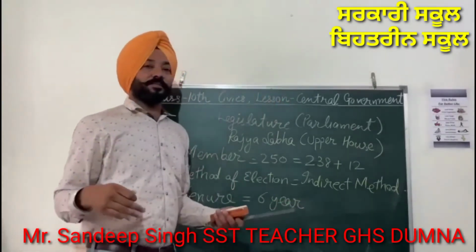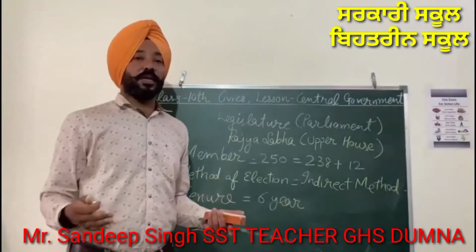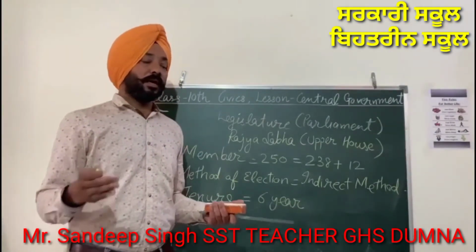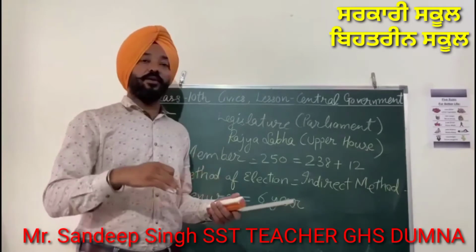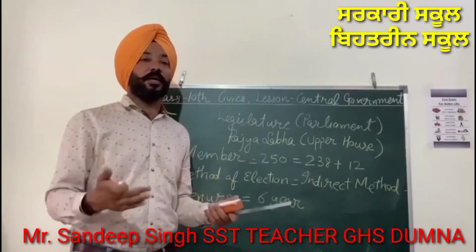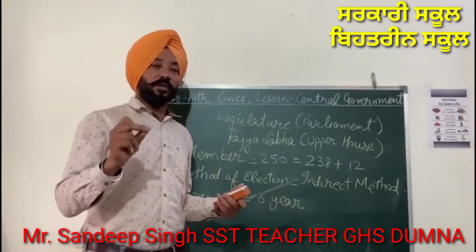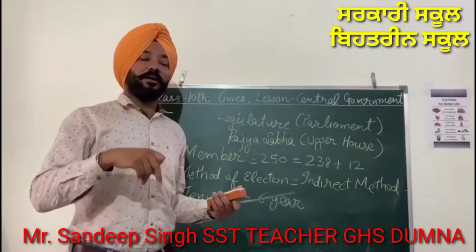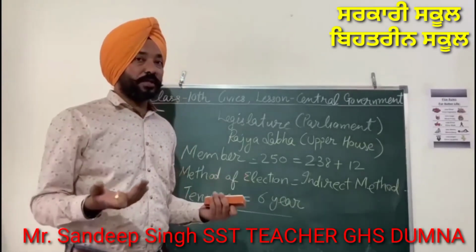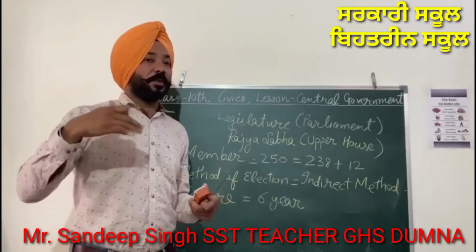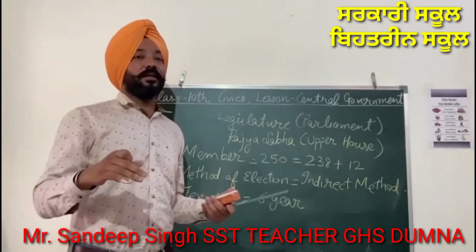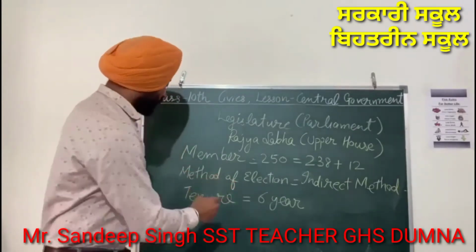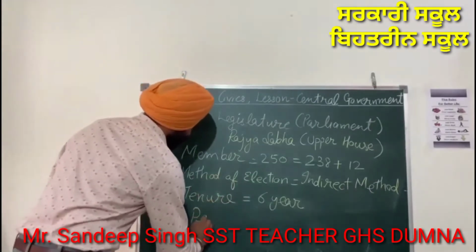Rajya Sabha is like a permanent house. It cannot be dissolved. Son, it is a permanent house, it cannot be dissolved. 1/3 of its members are retired after every 2 years and they are replaced by newly elected members. So this is a permanent house.